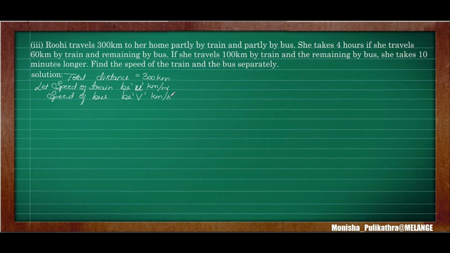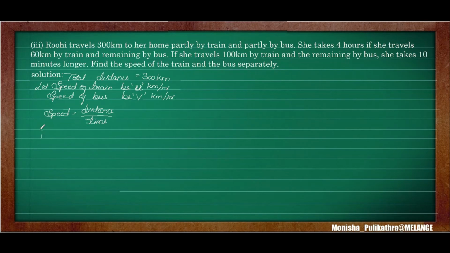Next, we know that speed is equal to distance by time. Here we don't know the time exactly. So on this basis we can write it by using the speed of the train and also the speed of the bus.